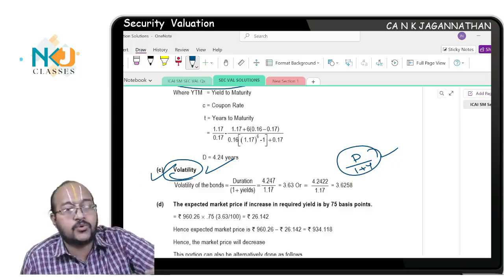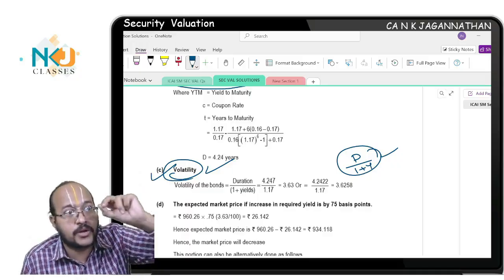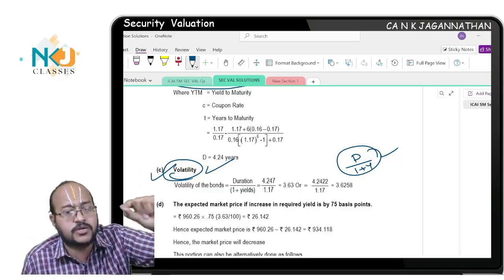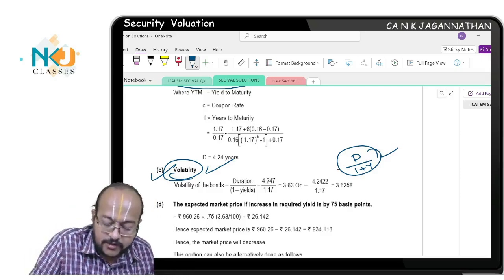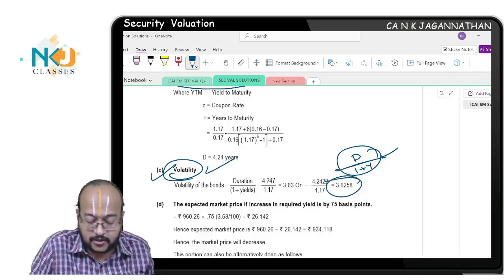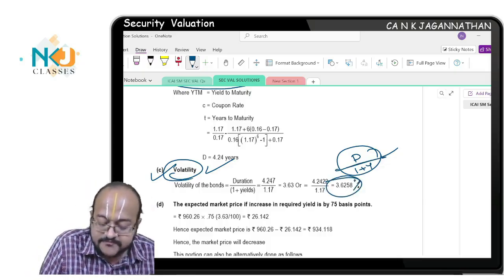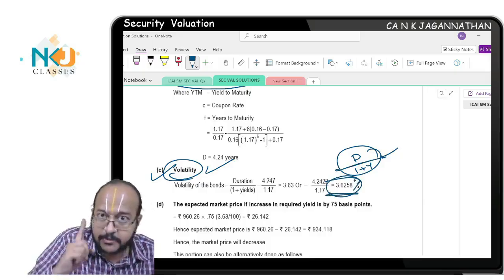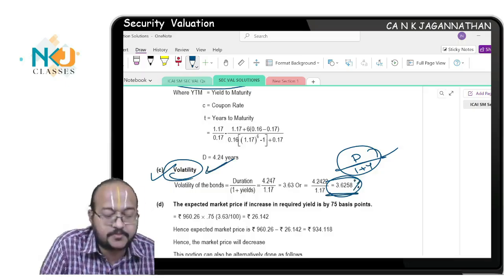To compute modified duration, or volatility, you need a duration. You need to compute Macaulay's duration first, and that duration divided by 1 plus YTM will give you the volatility, the modified duration. 3 point, this is in what unit, percentage or years? Okay, the volatility is always represented in percentage terms.